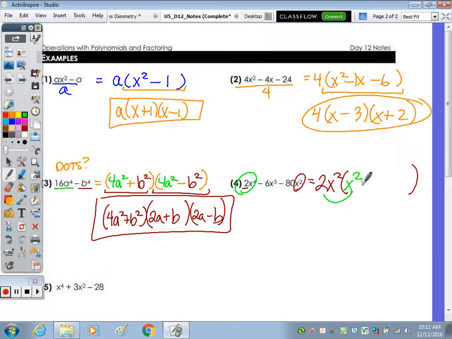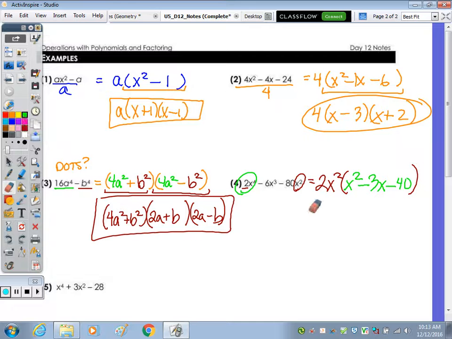2x squared times what is going to give you negative 6x cubed? It's negative, so it's got to be negative. 2 times 3 is 6, and x squared times x is x cubed. And then minus to get the negative 80, we already have the x squared, so 2 times 40. Then looking in the parentheses, do we have factors of 40 that combine to 3? And we do. 8 times 5 is 40, and 8 minus 5 is 3.